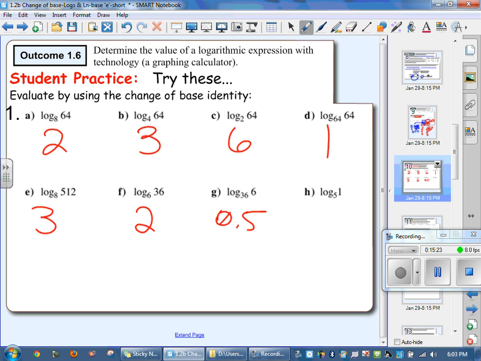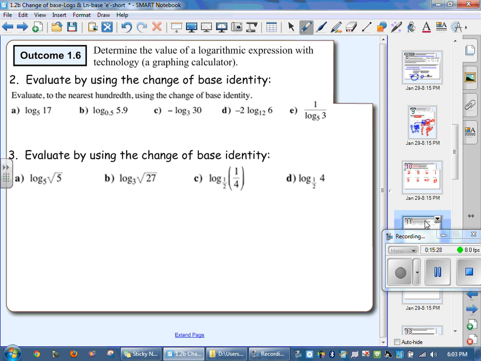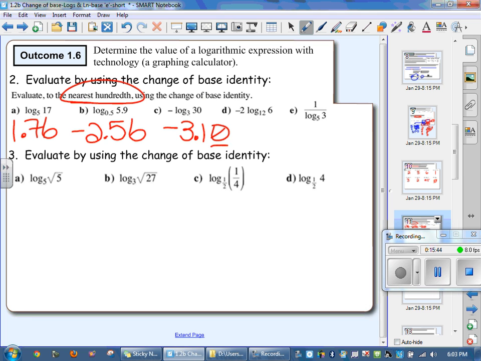On the next part, number 2, A is 1.76. We want 2 decimal places here. B gives us negative 2.56. Yes, we can have negative answers. Letter C gives us negative 3.10. Yes, I need to show the 0 because it wants hundredths, 2 decimal places. D is going to give me negative 1.44 as an answer. And letter E is going to give me 1.46 as an answer.